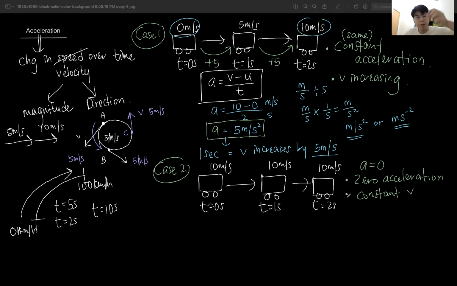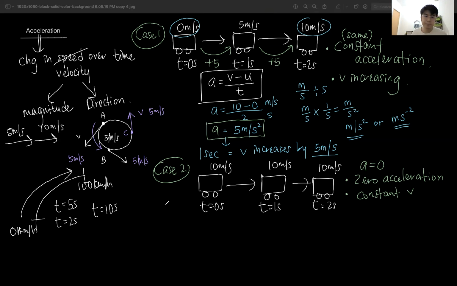Please do not confuse zero acceleration and zero velocity. If I say zero velocity, it means it is not moving. If I say zero acceleration, is it moving? It is moving, it just does not increase or decrease its velocity. So with zero acceleration, the object is moving. Many students confuse this. When they see zero acceleration, they think the object is not moving. Zero acceleration object is moving, but at the same speed.